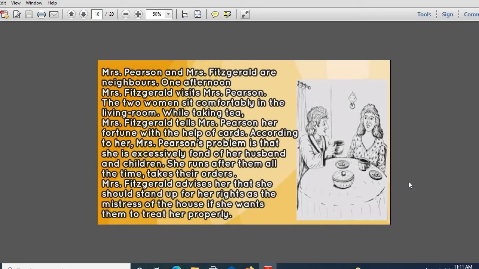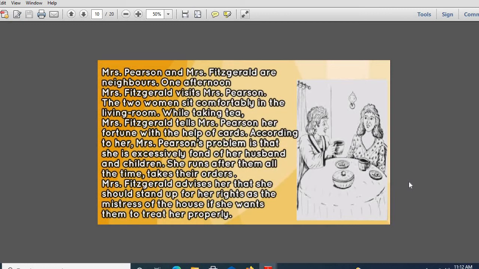She should speak up. But to be very honest, dear students, it is not possible for Mrs. Pearson to speak up because her mentality is not like that of Mrs. Fitzgerald. She is very submissive. She is very docile, calm and quiet. That is the reason I told you all yesterday, picture of an ideal mother, picture of an ideal housewife. Now Mrs. Fitzgerald told her that there is only one option. You have to speak up. You have to raise your voice. If you don't raise your voice, they won't treat you properly. So you have to raise your voice.